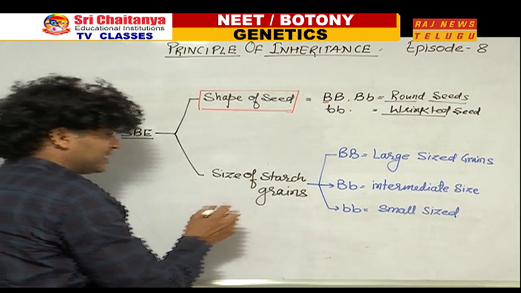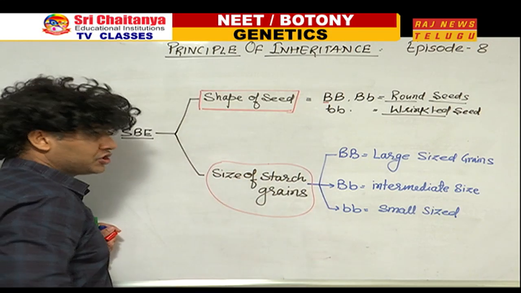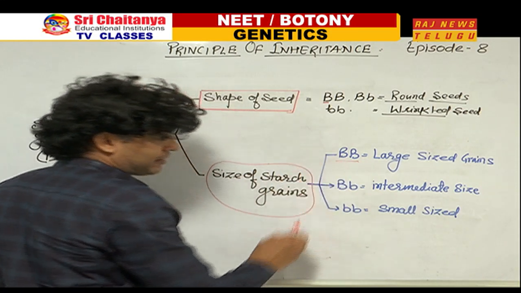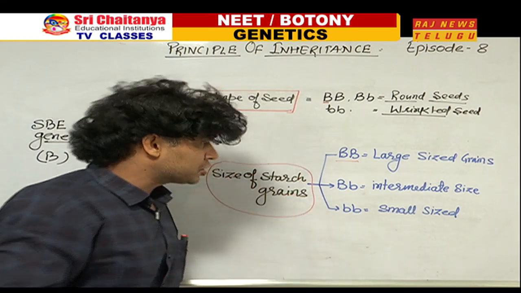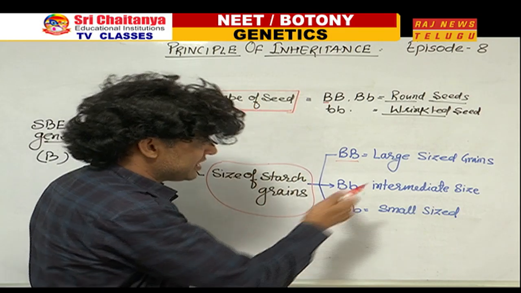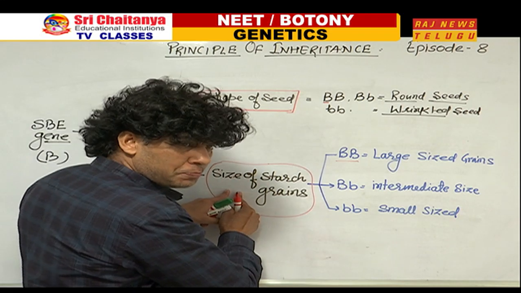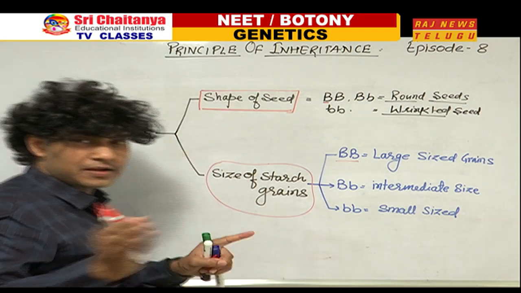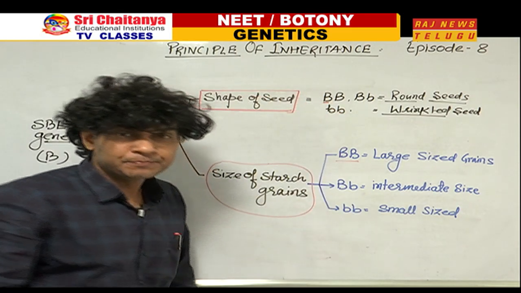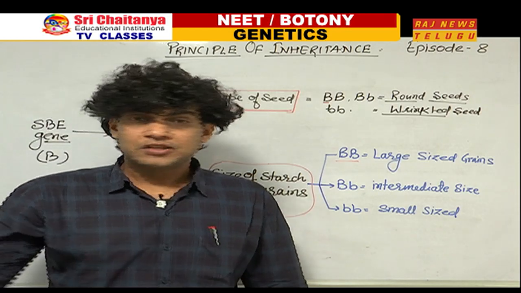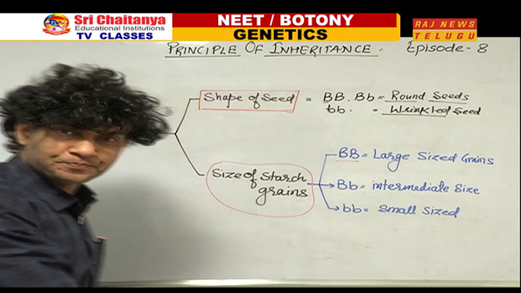But if we consider the other phenotype, the size of the starch grain, then what you are watching is that capital B capital B gives rise to large size starch grain, and capital B small b, unlike the shape of the seed, is here giving rise to intermediate size of the grains. It means with this respect, gene B is showing incomplete dominance, while with respect to the other phenotype, it is showing dominance. It means you can say likewise that dominance is not an autonomous property of the gene.